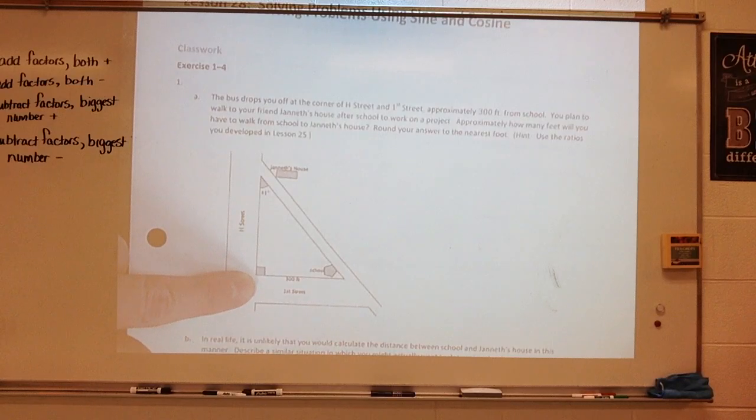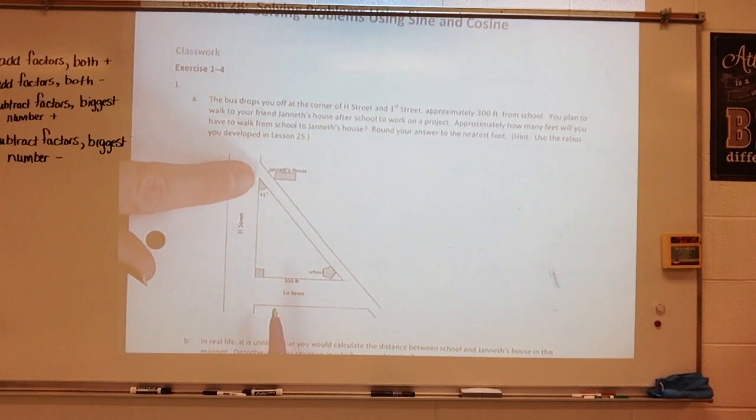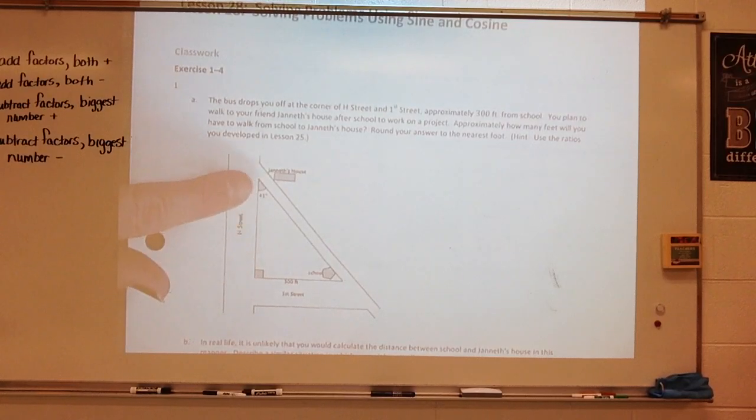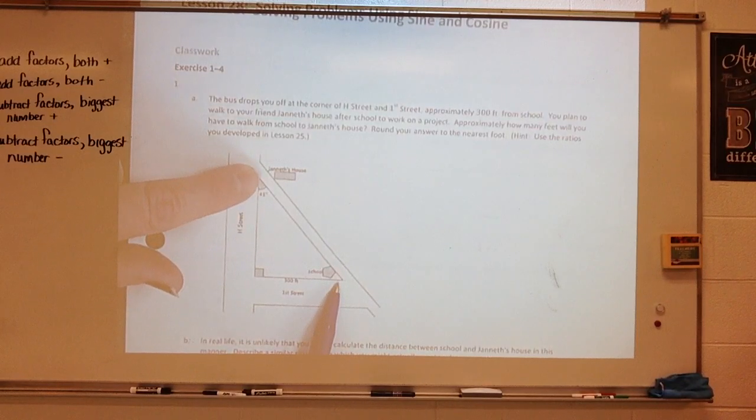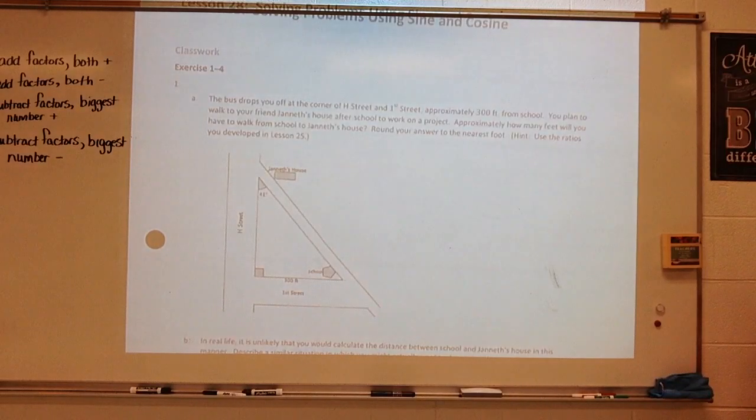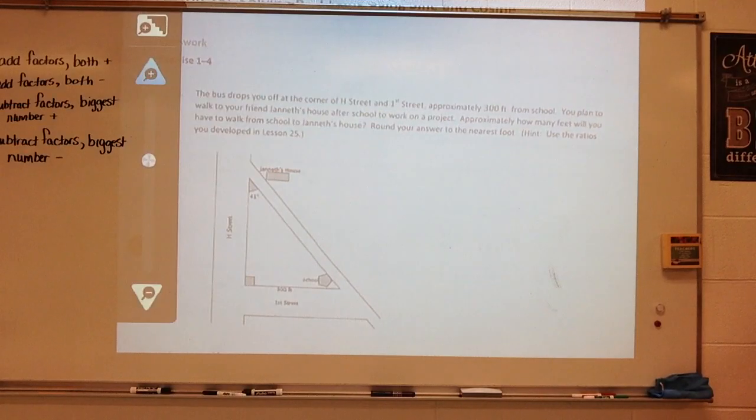All right. So you plan to walk to your friend Janet's house after school to work on a project. They want to know how many feet will you have to walk from school to Janet's house. Round your answer to the nearest foot. All right, so we're going to let X represent the distance from school to Janet's house. We always want to identify our variable.